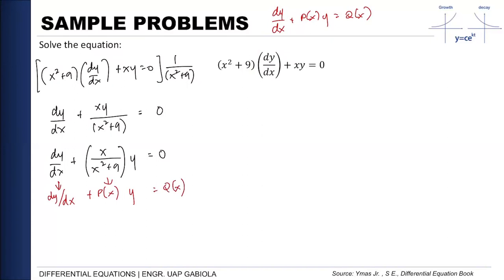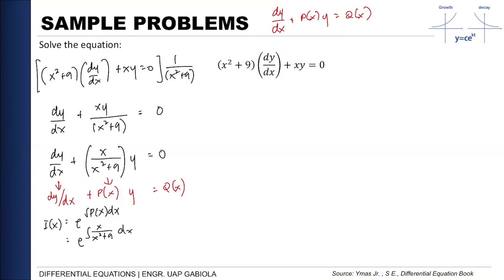Okay. So, meaning, itong buong to is yung px natin. So, we need to get yung ating integrating factor. Okay. So, using our formula, mu of x is equals to e raised to the integral of px dx. Okay. So, e raised to the integral of x over x squared plus 9 dx.